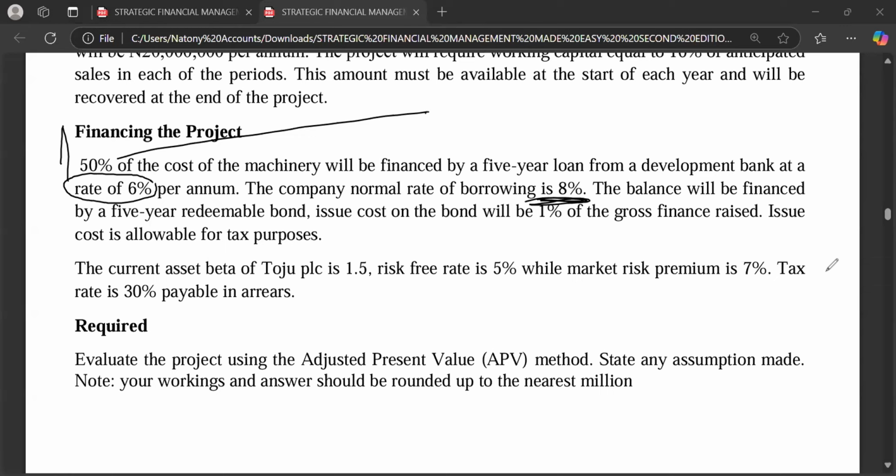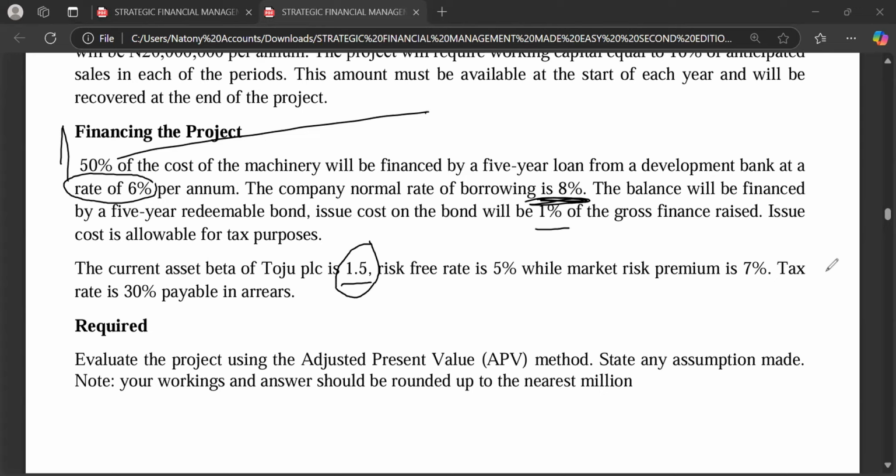The balance will be financed by a 5-year redeemable bond. Issue cost on the bond will be 1% of the gross finance raised. Issue cost is allowable for tax purposes. Okay. The current asset beta of Toju PLC is 1.5. Now, you know that this current asset beta of Toju PLC, as far as this project is concerned, reflects Toju PLC current operation. So this asset beta is not relevant as far as this project is concerned.